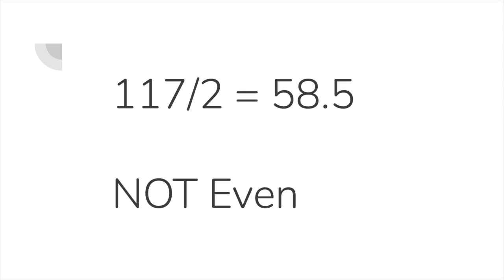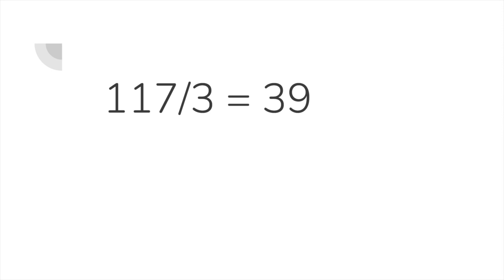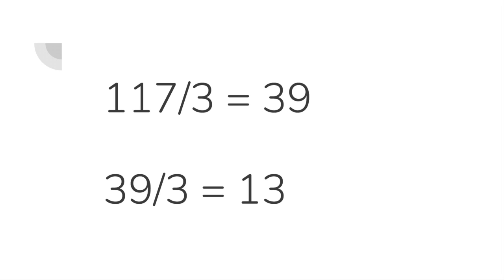The number 117 isn't even, so we have to find out what we can divide it by. If we add up all the digits of 117, we get 9, which is divisible by 3. A rule of division is, if the sum of all the digits in a number can be divided by 3, then the main number itself can be divided by 3. Knowing this, we can divide 117 by 3 to get 39, which can be divided by 3 again to get 13, which is our final factor.